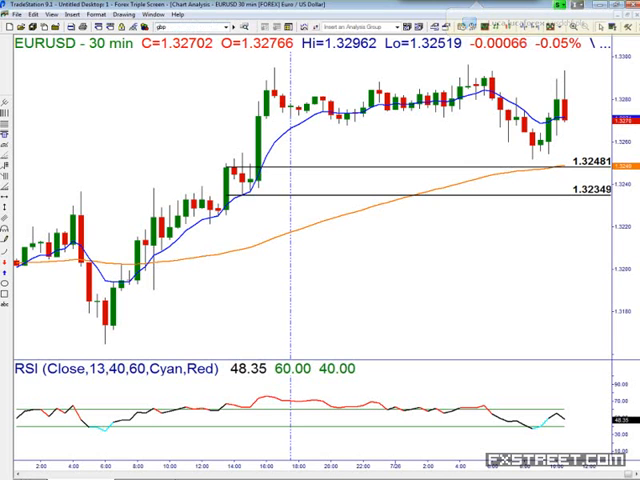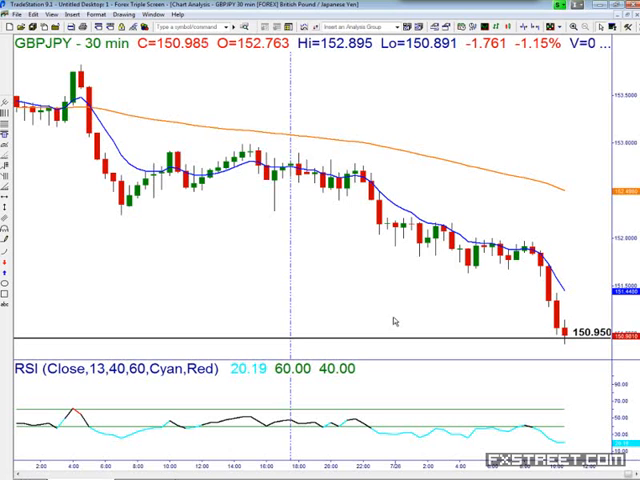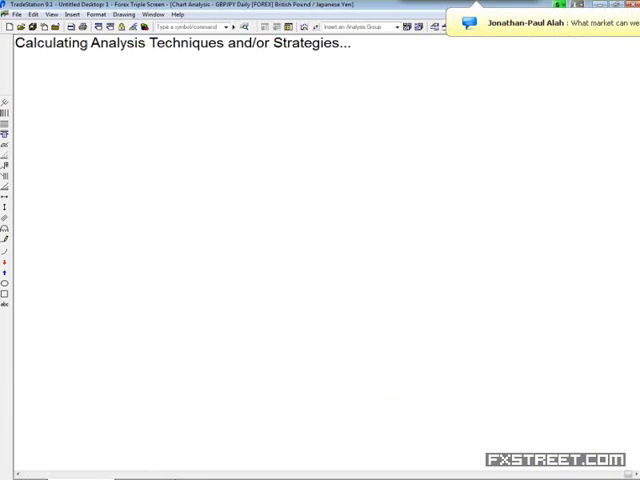So going back to the pound yen, which is a pair I like to trade. I like to trade this in the afternoons because I live in California. It's kind of a dinner trade, so to speak.